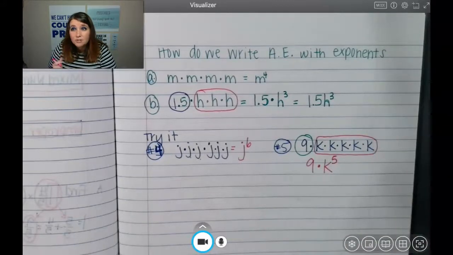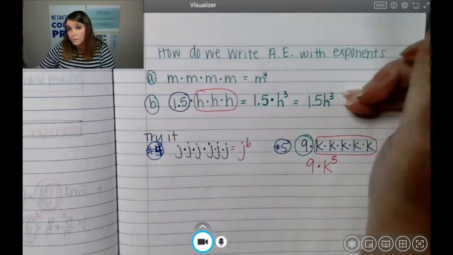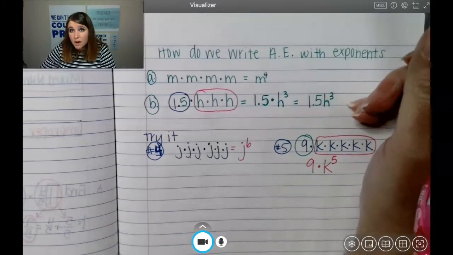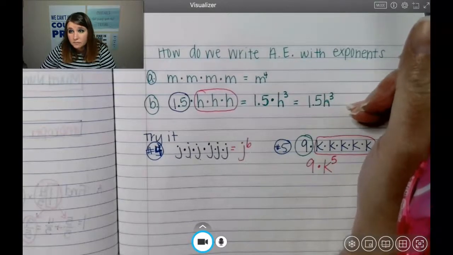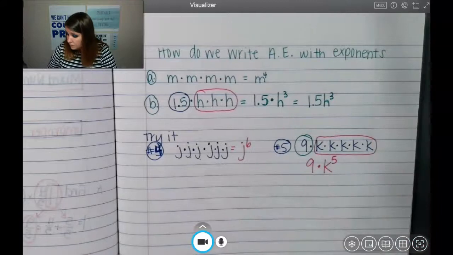All right, how did you do on that one? Again, go back, double check your work. If you made a mistake, figure out where you made that mistake so that you don't make the mistake again. Alrighty.